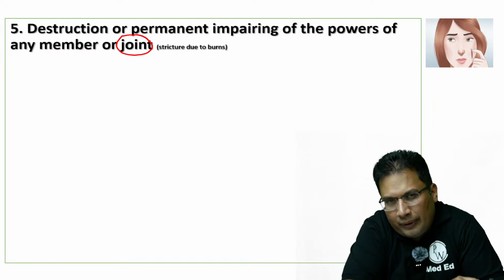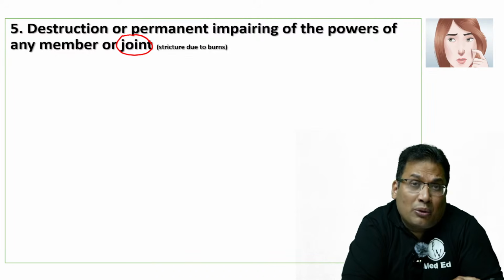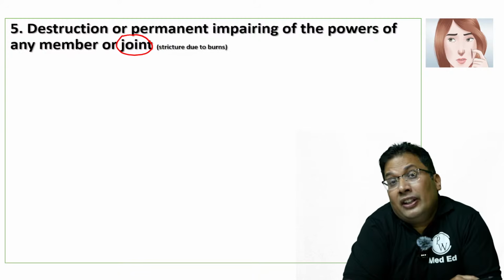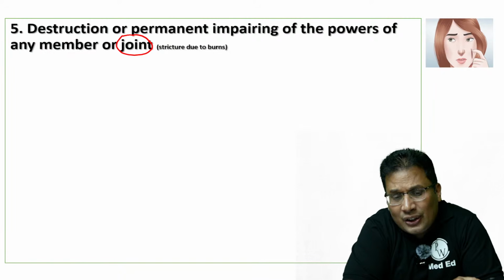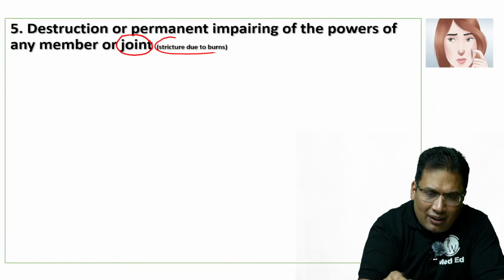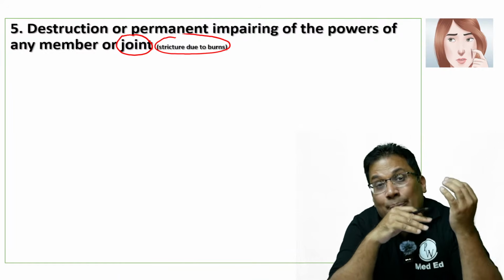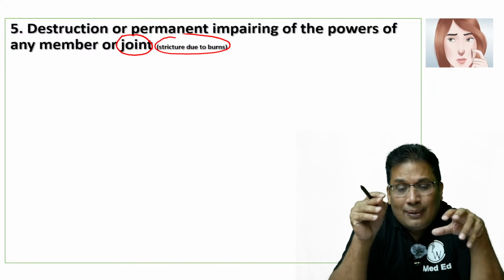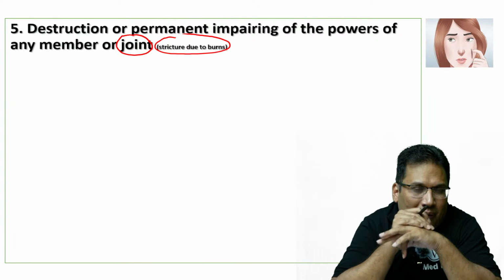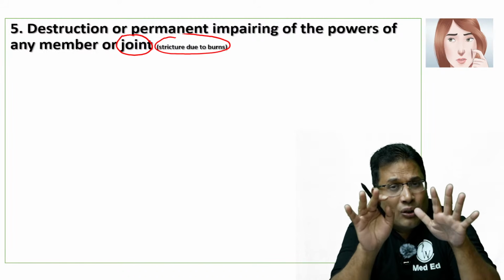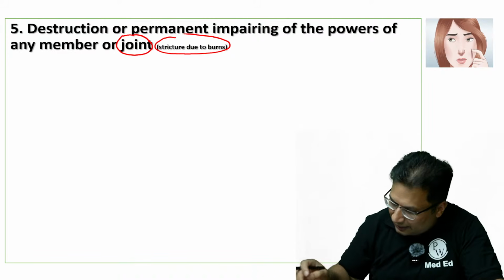the dislocation of the hip, or destruction of the hip joint, or destruction of the knee joint as a result of a road traffic accident or assault. One more example is stricture due to burn. When there are strictures over the limb and the person is unable to move his limb, when there is a permanent impairing of power of member or joint, then it can be grievous hurt. So that is the fifth clause. Remember, the fifth clause is the fist, that is power, like that.